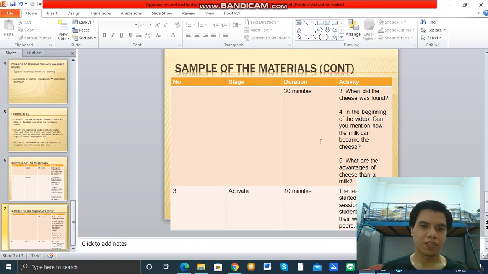After students conduct their work by answering these 5 questions for 30 minutes, as you can see here, for the last part, which is the activate stage, the teacher starts the scoring session by telling students to switch their work with peers.